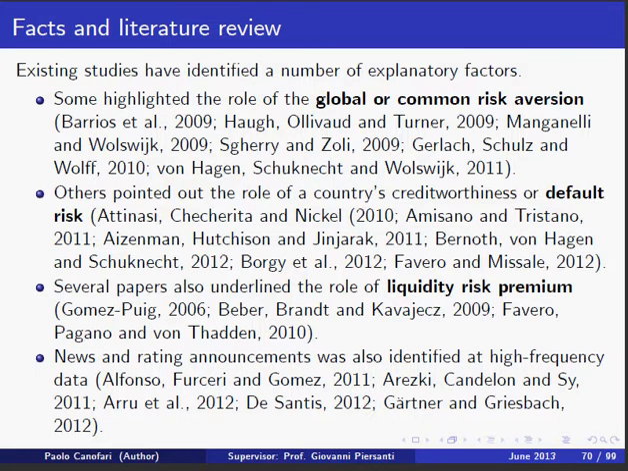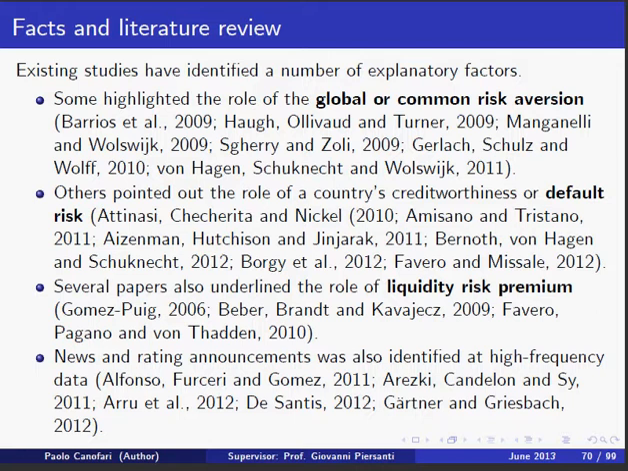Several papers identify also as an important explanatory factor the liquidity risk premium, measured by the ratio between the government debt of a specific country with respect to the total government debt in the euro area. This is a proxy of liquidity, and this indicator was found prominent after the introduction of the euro and during the financial turbulence after 2008.